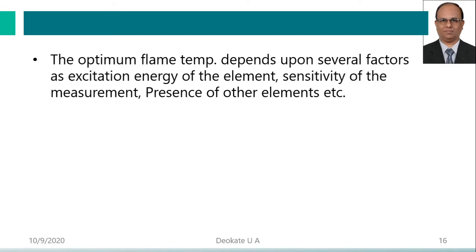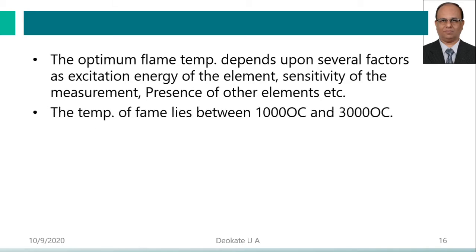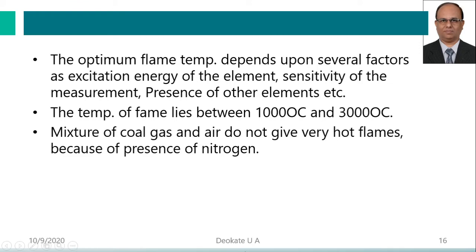The optimum flame temperature depends upon several factors, such as the excitation energy of the element. So we are doing the thermal excitation, so we should know what the optimum temperature is. Also the sensitivity of the measurement, and the presence of other elements, that is interference. The temperature of the flame generally lies between 1000 degrees centigrade and 3000 degrees centigrade. Different gases can be used to produce these flame temperatures. Because we are doing thermal excitation, the control of your flame temperature is very important.